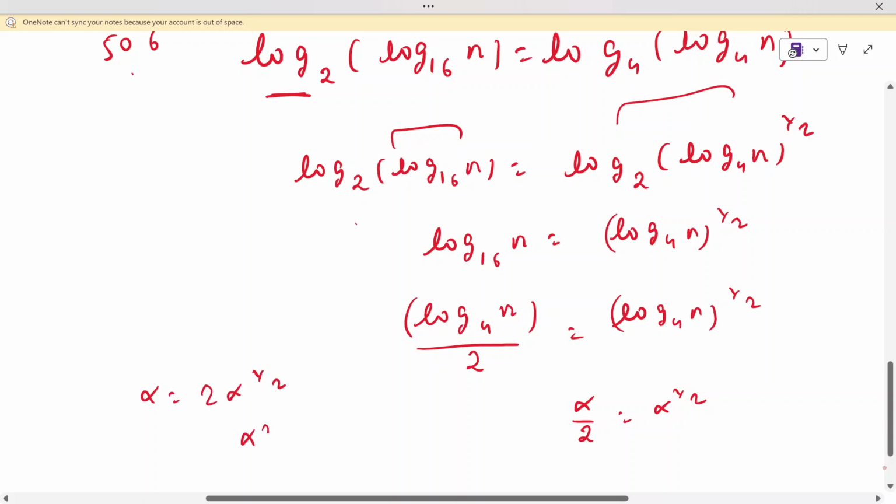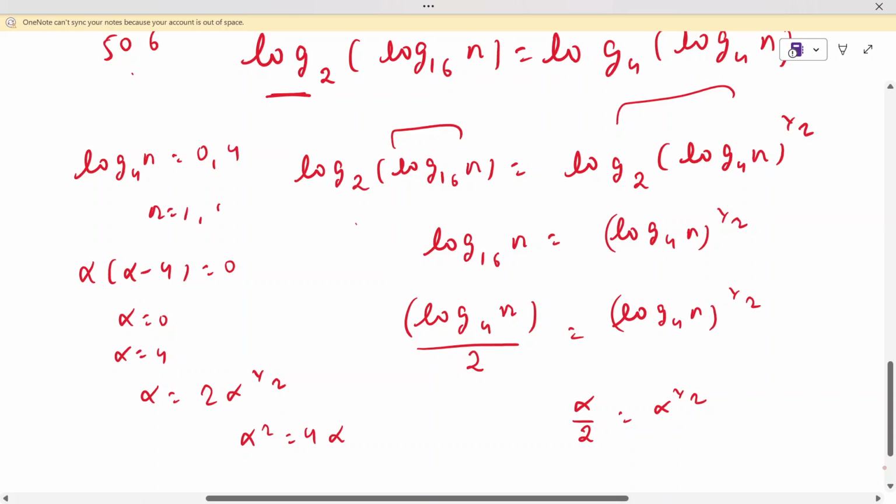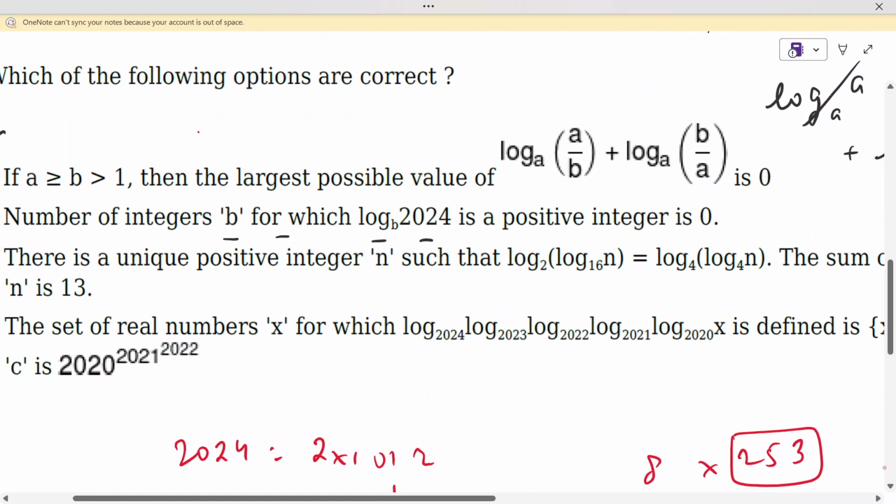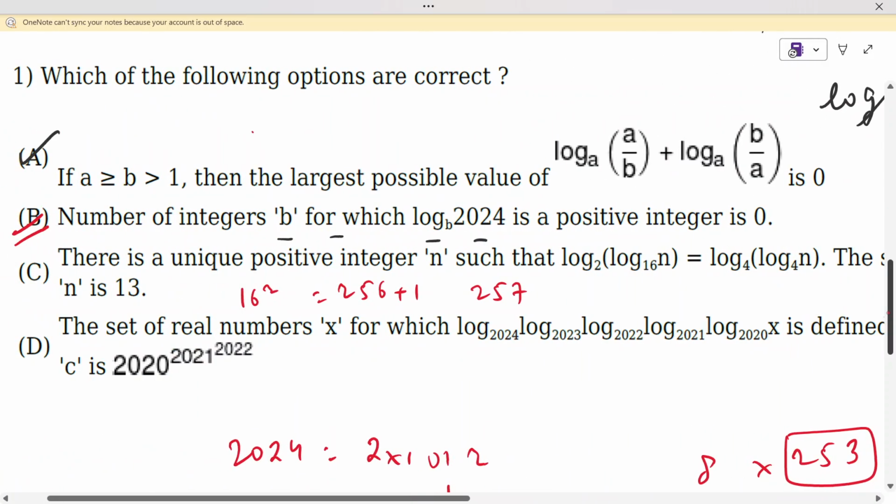Now square both sides. So alpha square should be 4 alpha. Then alpha into alpha minus 4 should be equal to 0. So alpha is 0 or alpha is 4, and alpha is log 4n. That is coming out to 0 or 4. So n should be 1 or 4 raised to power 4. So 4 to the power 4 is 16 square, I guess. That is 256, and that plus 1 is 257. Right. So that's the sum of the digits of n.